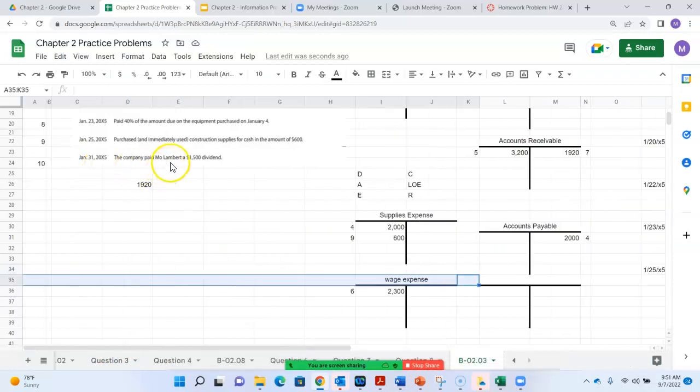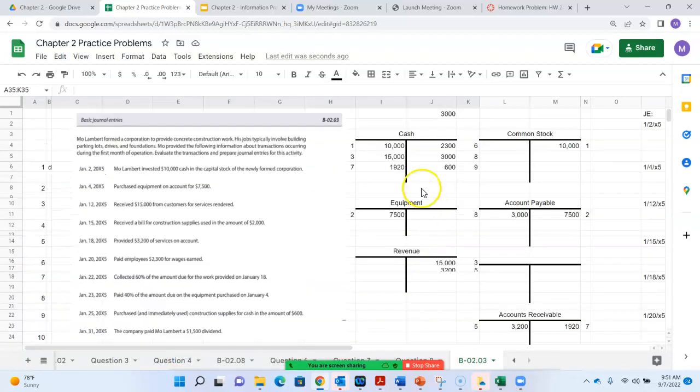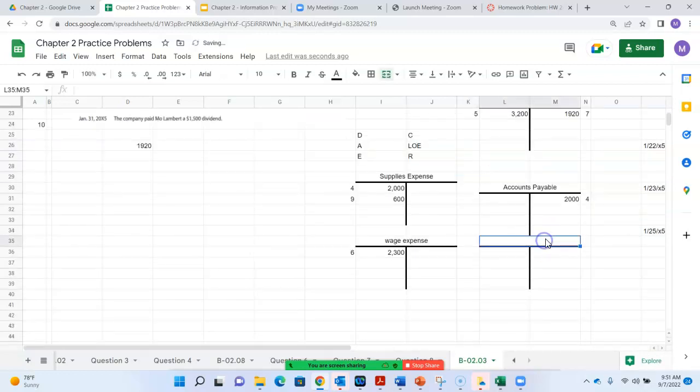The company paid Mo Lambert a $1,500 dividend. So cash went out. Therefore, to reduce our cash, we credit it. This relates to transaction number 10. And we need to create a dividend account. Remember, dividends are technically not an expense, right? It's a reduction to owner's equity. However, in terms of journal entries and T accounts, you could think about dividends as an expense. Therefore, to record an expense, we debit the account. And this is for $1,500 relating to transaction number 10.